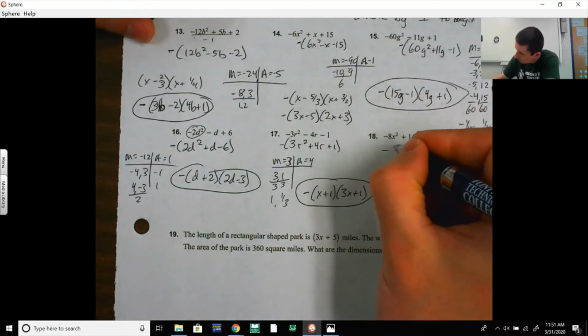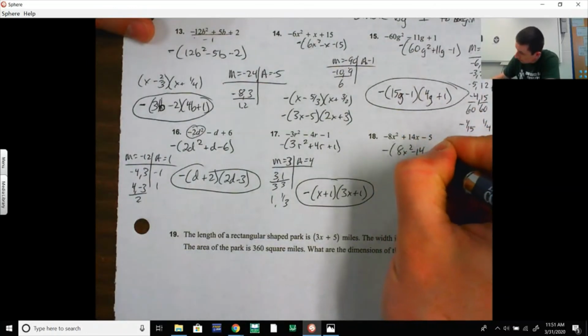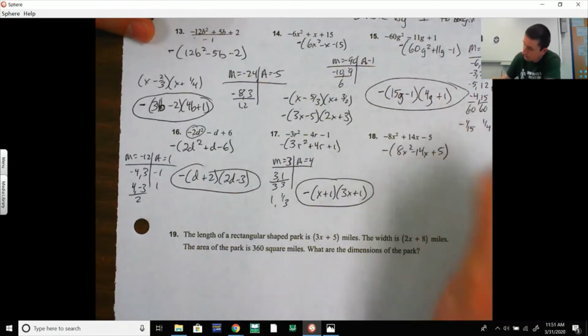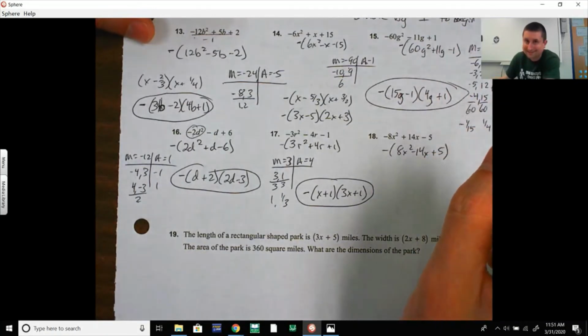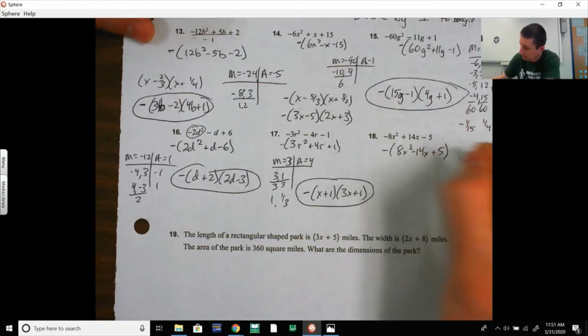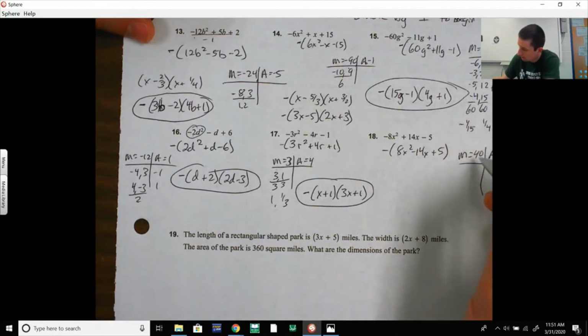Okay, negative 8x squared minus 14x plus 5. Doing okay? What multiplies? 8 times 5 is 40, and has to add to negative 14. Oh, I know. Not 8 and 5, it's negative 4 and negative 10.